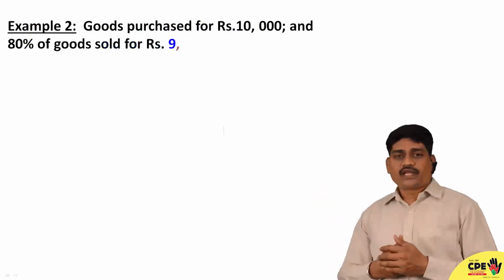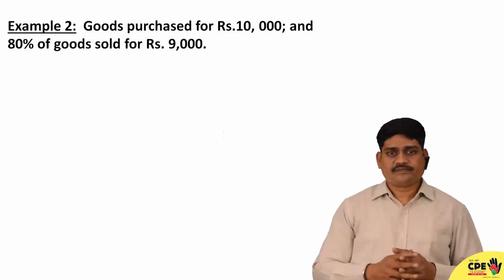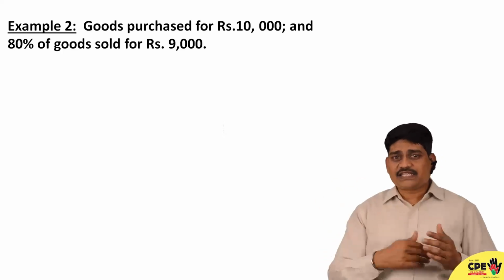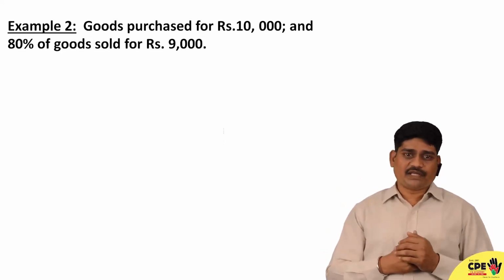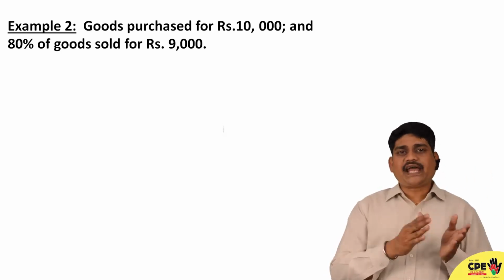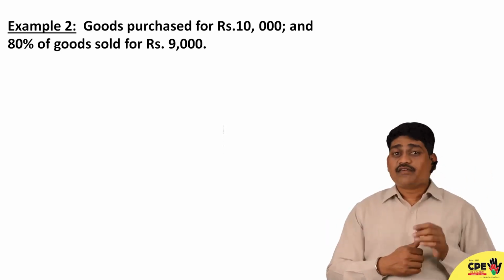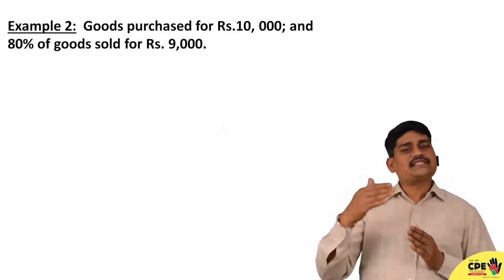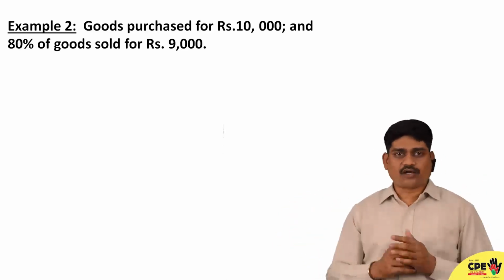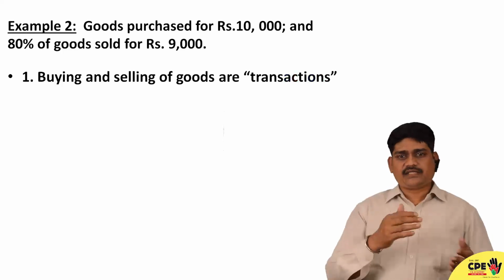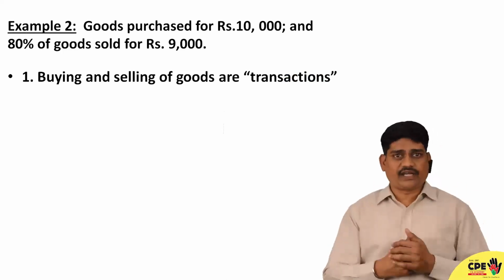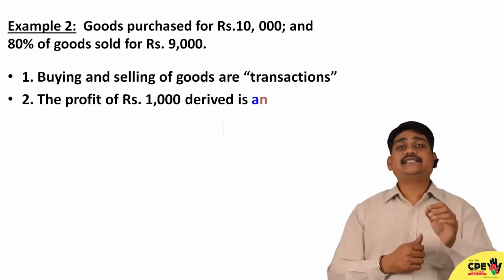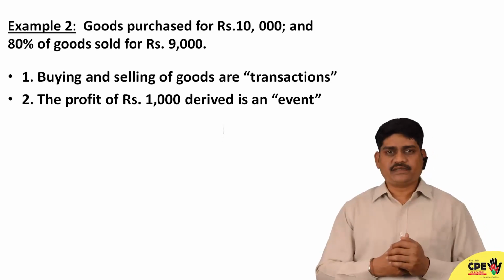See in this example too, goods purchased for 10,000 and 80% of goods are sold for 9,000. What is the difference between the previous example and this example? In the previous one, the entire goods had been sold out, but here we sold 80% of goods only. So buying and selling of goods are transactions. Already we discussed: economic activities which involve other persons, like external activities, are known as transactions. But there is a profit of 1,000 rupees. It is an event.